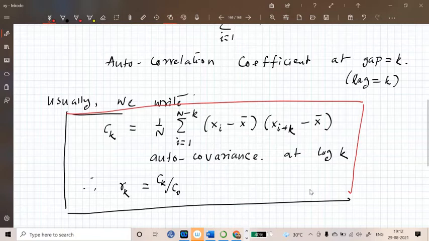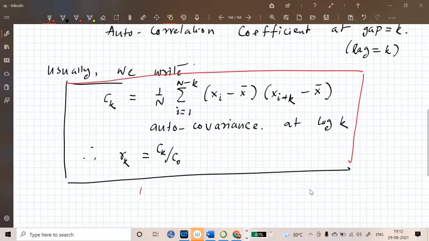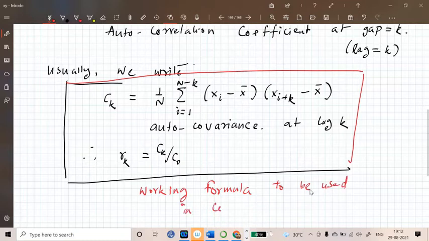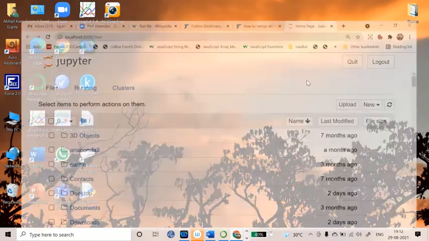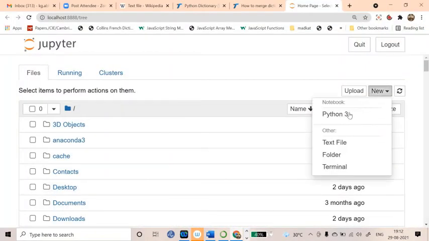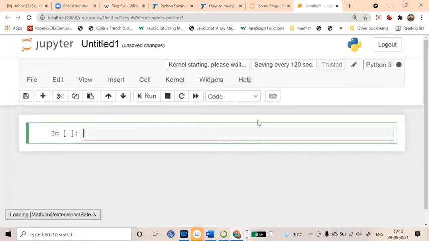This is basically the working formula to be used in the computer, and that's what I'll show you now. Okay, so this is the calculation part. Let me now go to the computer to write this.